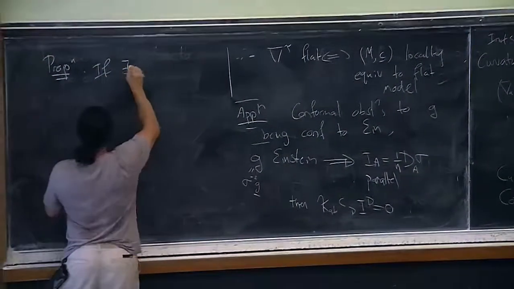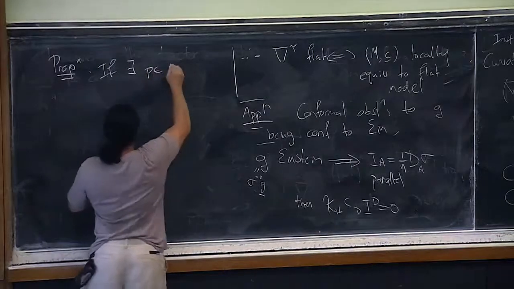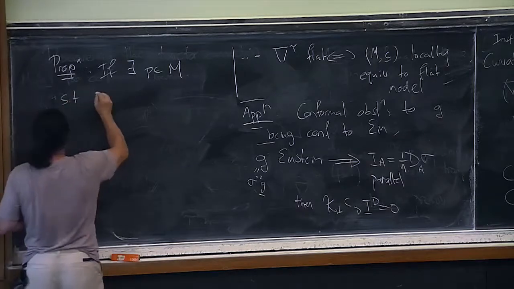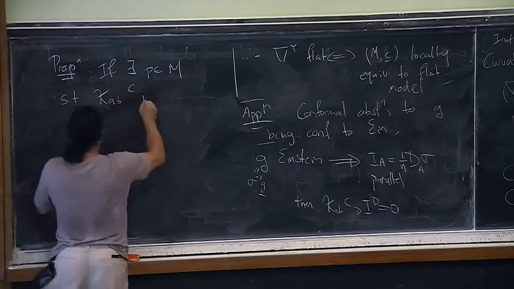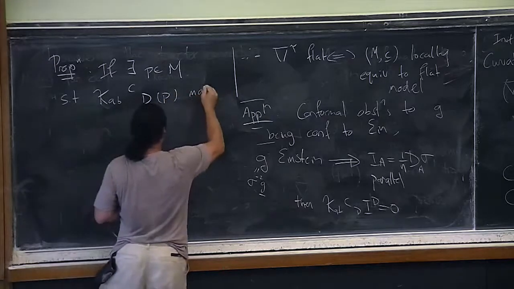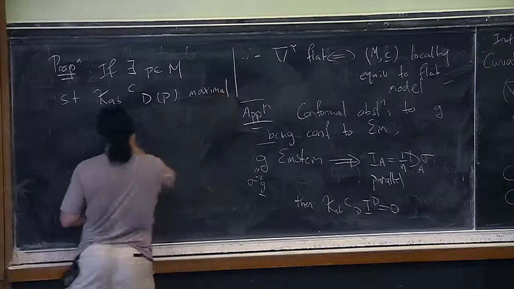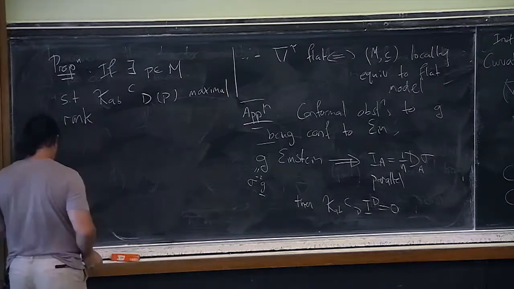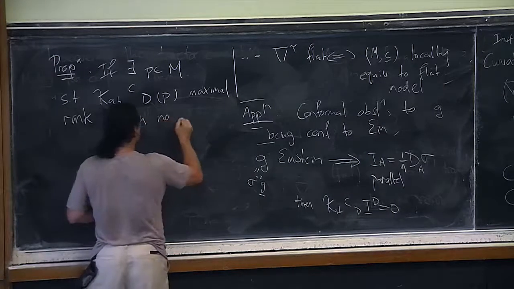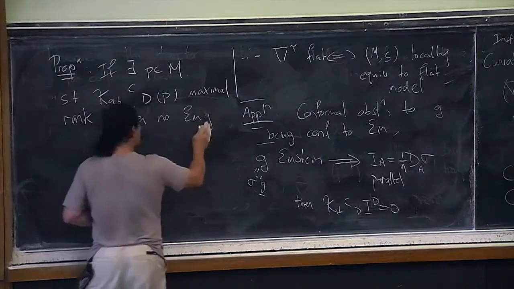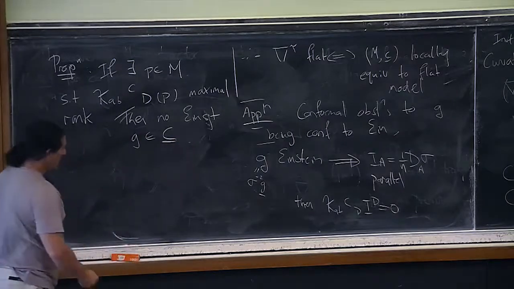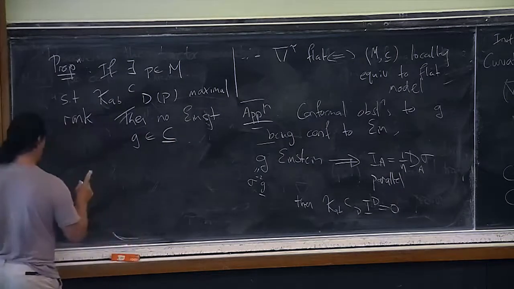If there exists a point P in your manifold such that the tractor curvature at P has maximal rank, and I'll explain what that means in a second, then there's no Einstein g in the conformal class. What do I mean by having maximal rank?